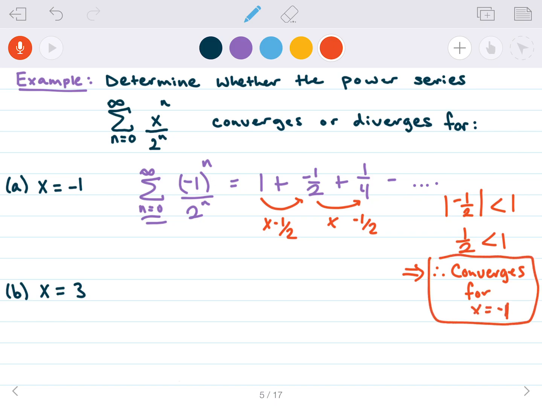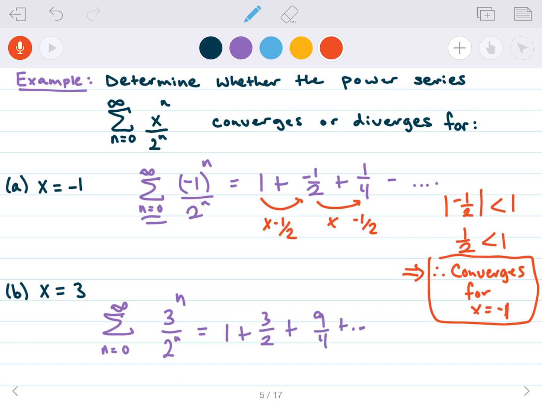All right. Now let's take a look at what happens when x equals 3 with this power series. If we plug in 3 this time for x, we're going to get the series from n equals 0 to infinity, just regular 3 to the n over 2 to the n. And again, this is a geometric series. When n equals 0, we get 1. When n equals 1, we get 3/2. When n equals 2, we get 9/4, and so forth.